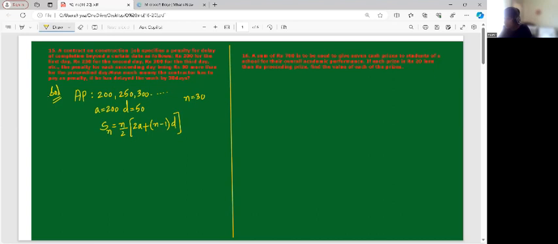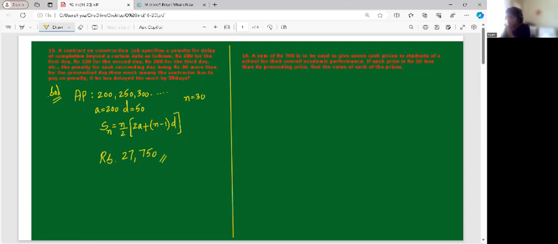Is it 27,750? Exactly. So the contractor has to pay 27,750 rupees as a penalty if he delays the work for 30 days. That's the end of this question.